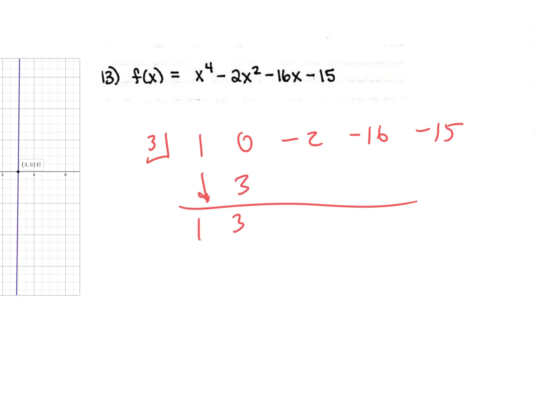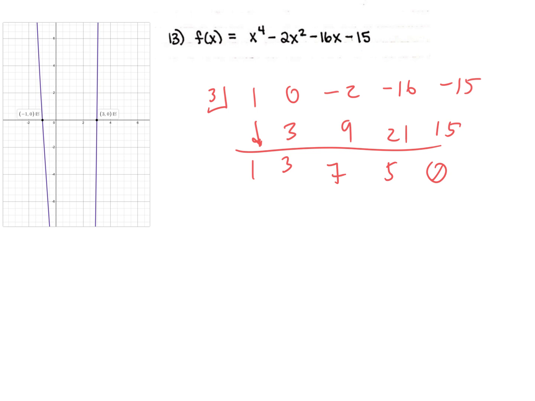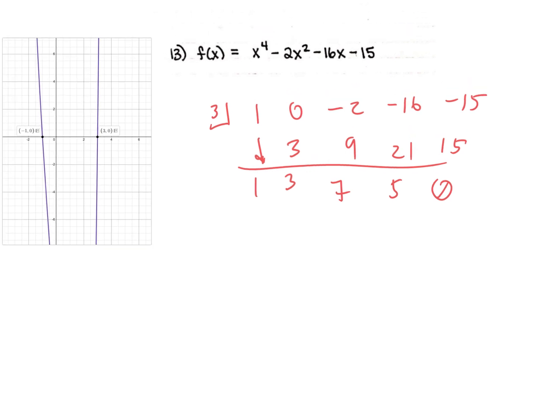That would be a 3, that would be a 3, that would be a 9, that would be a 7, that would be a 21. That would be a 5, and then that would be a positive 15. That would be a 0. That's exactly what we wanted. We can then, I don't know, try this. X to the third plus 3x squared plus 7x plus 5. Is that factorable by grouping? It is not. So that's not factorable by grouping either. So I'm going to put that off to the side.